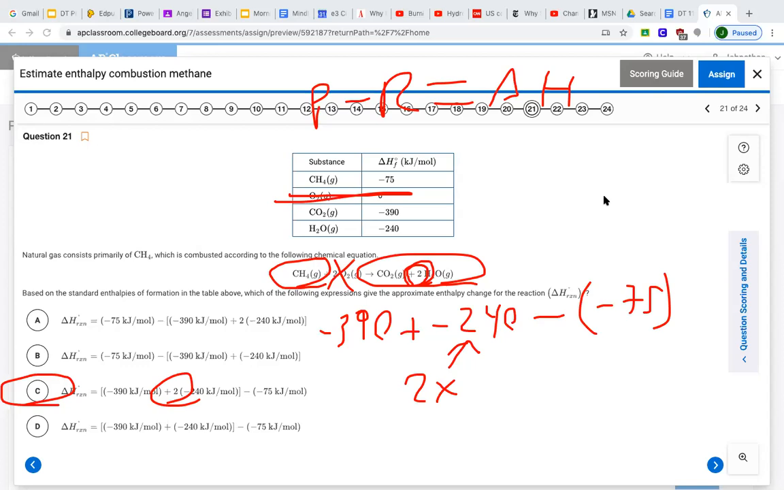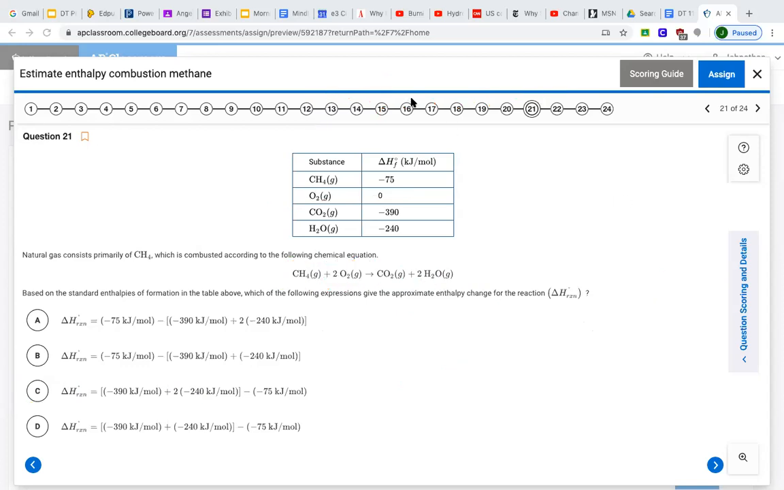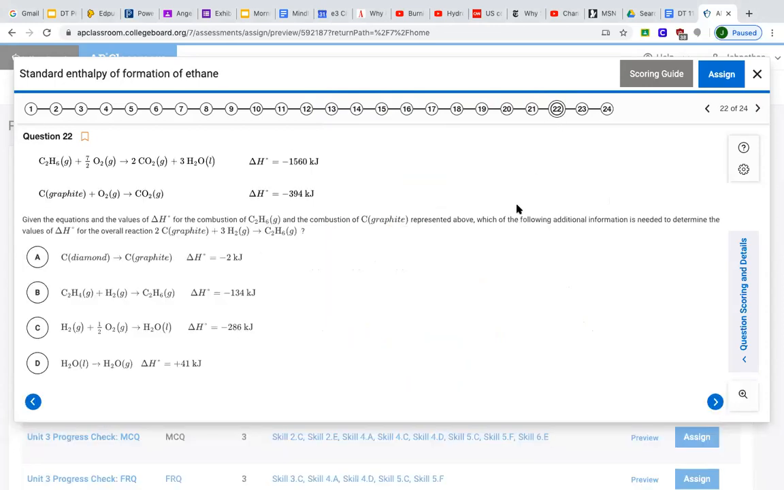And I'm going to clear the board in 3, 2, 1. Okay. So we are crushing it. Problem 22. Okay. Oh, these are fun.